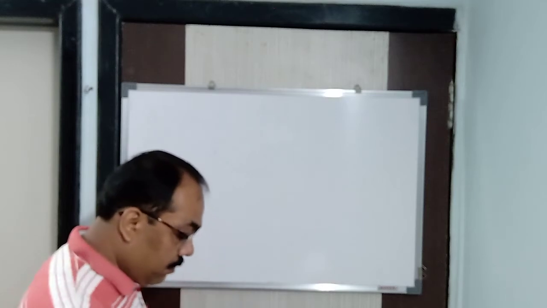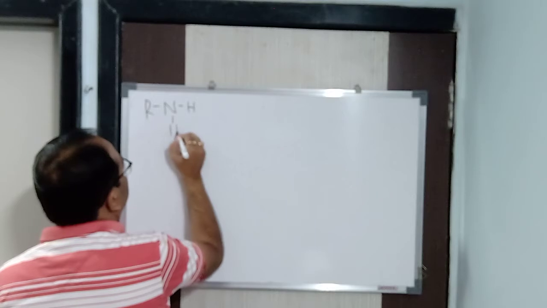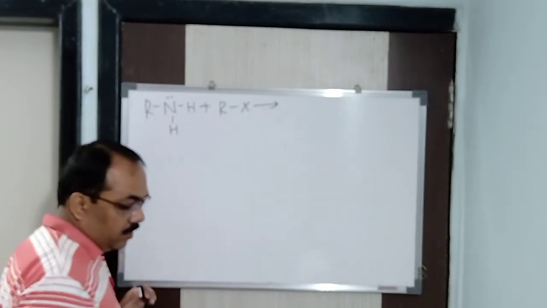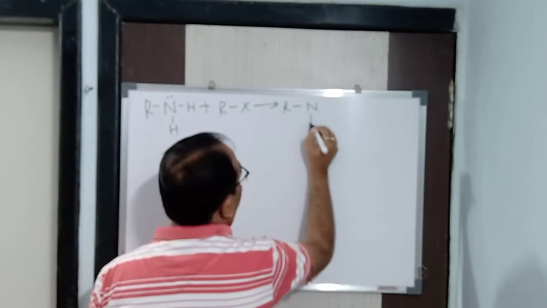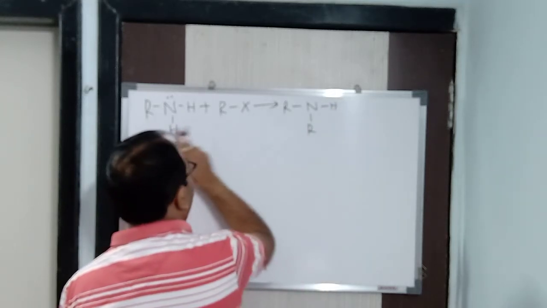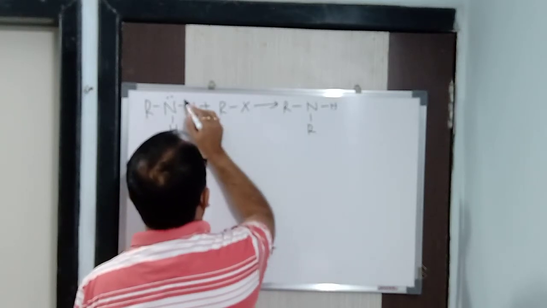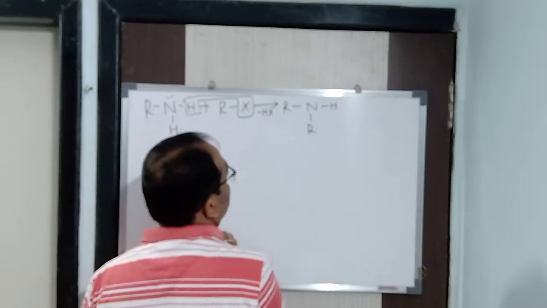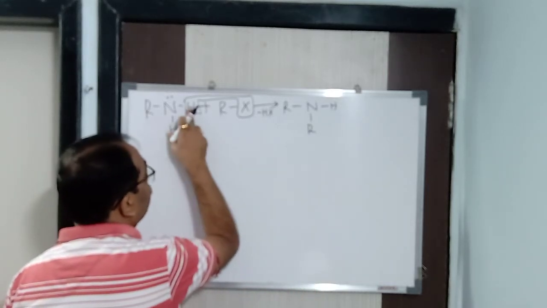Halides means, for example, here it is RNH2, let us say, plus RX, we can say that. Clear? So what you will be getting? It is nothing but RNHR. This is your 1 degree amine. It reacts to form 2 degree amines. This H and this X form HX. Clear? I have removed this hydrogen, so I have shown it here. Don't get confused.